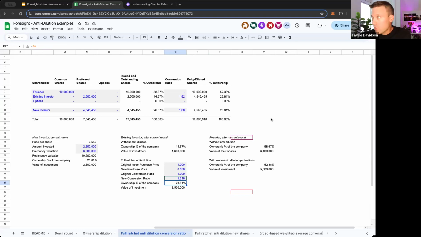The new investors agree to the price they're coming in at. They get the ownership that they agreed to as part of the round. The impact of the solution is borne by founders. That's an important aspect of this.